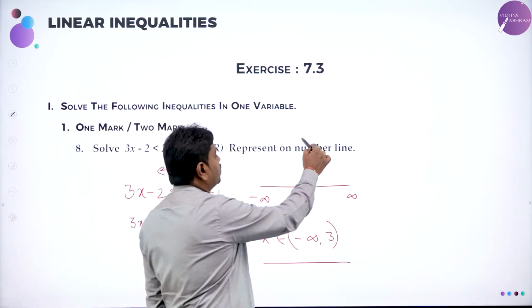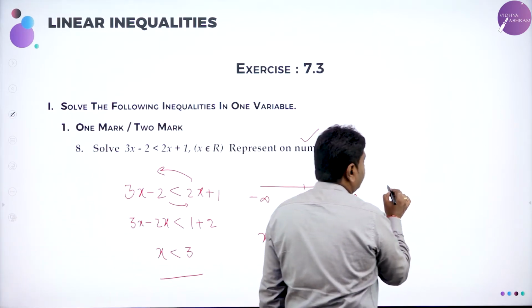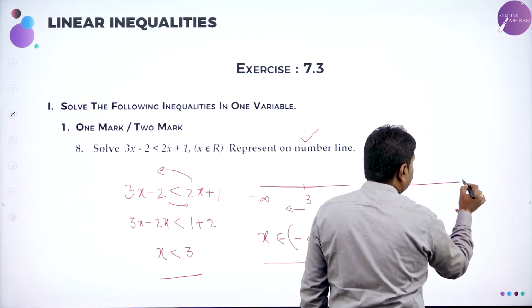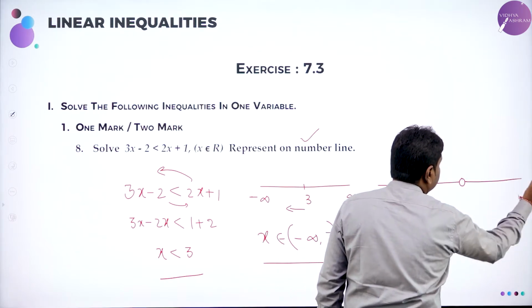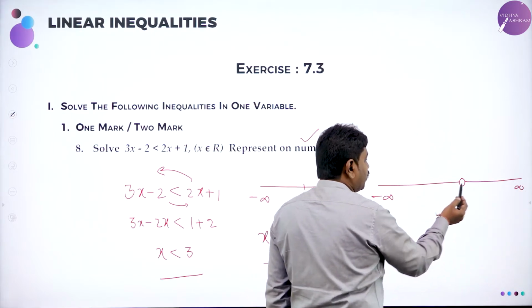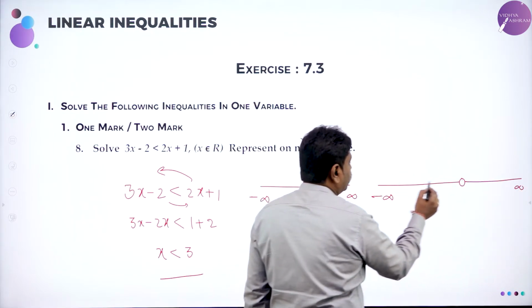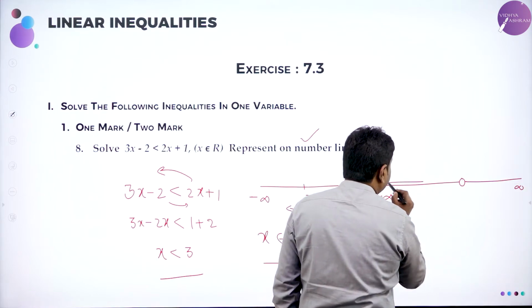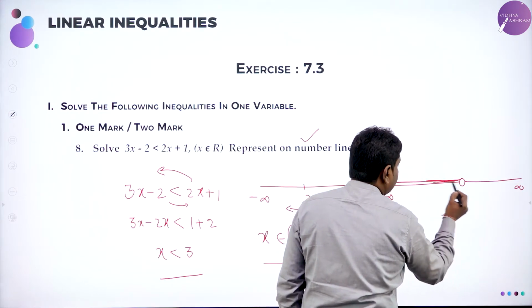And also they want the representation on a number line. We'll have the number 3 here, the right side will have positive infinity, and the left side will have negative infinity. So from 3 till left, shade towards the left, since it is less than. Make the line thicker towards the left side.